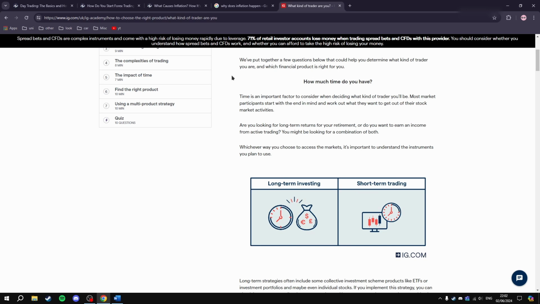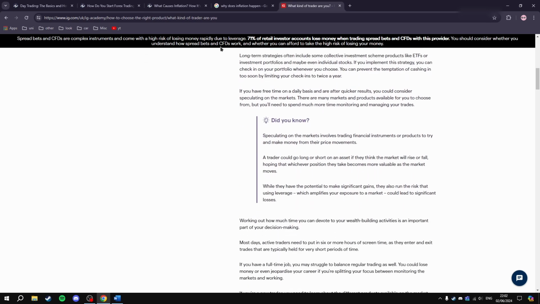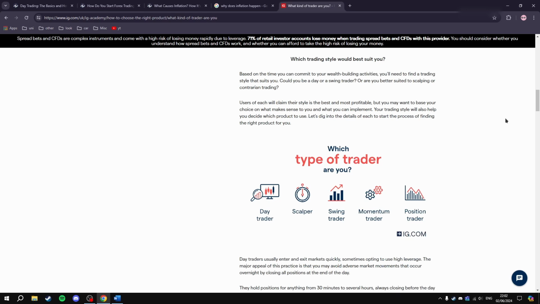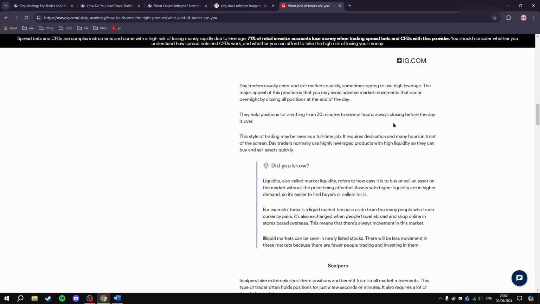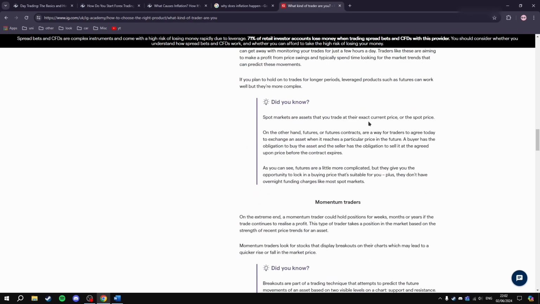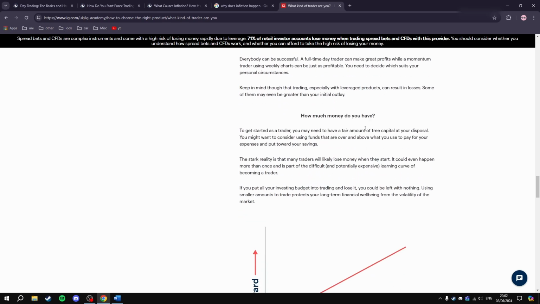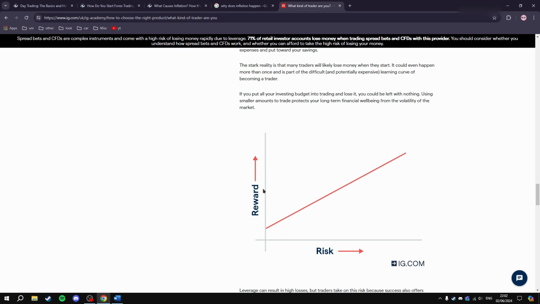So we've got how much time you have, so whether you're suited for long-term investing or short-term trading. Which trading style best suits you, so we've got which type of trader are you. We've got day trader, scalper, swing trader, momentum trader and position trader. And then we went through what each of them are. And then we got how much capital do you have. So to get started as a trader, you may need to have a fair amount of free capital at your disposal. And then we got a risk versus reward chart.